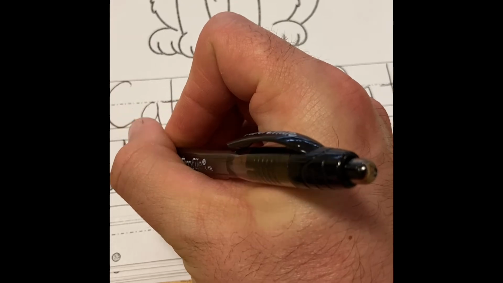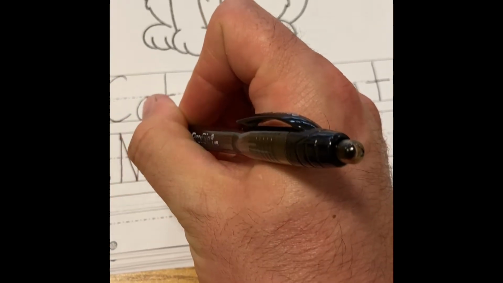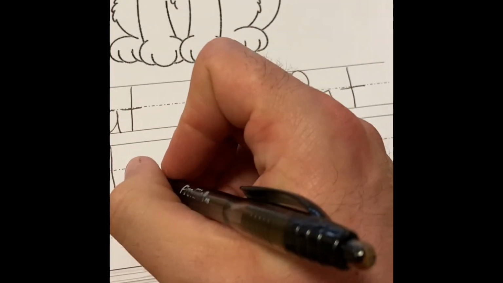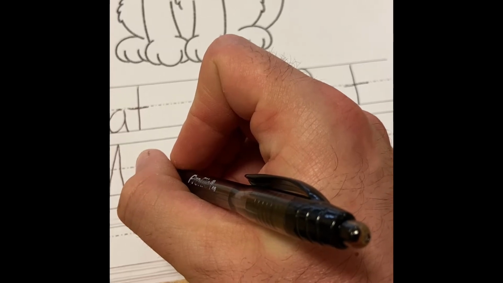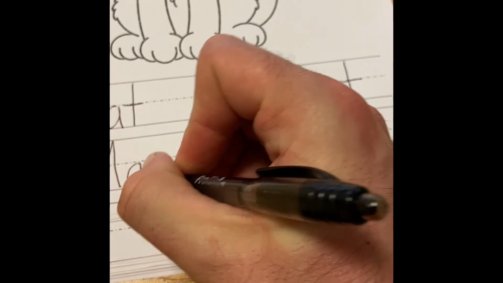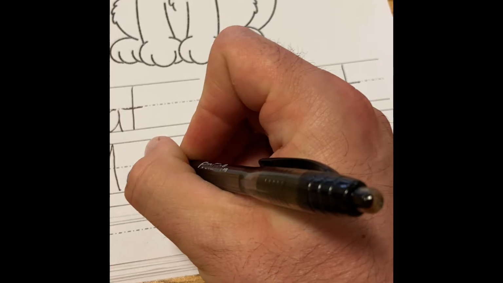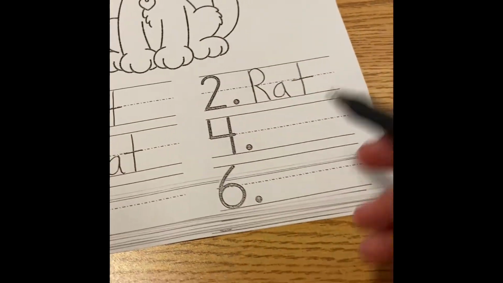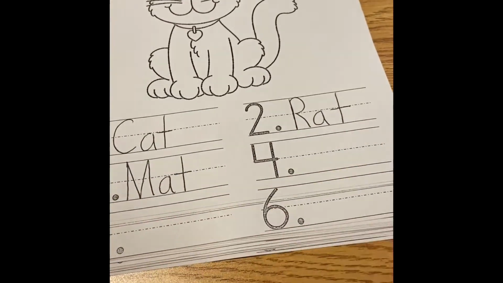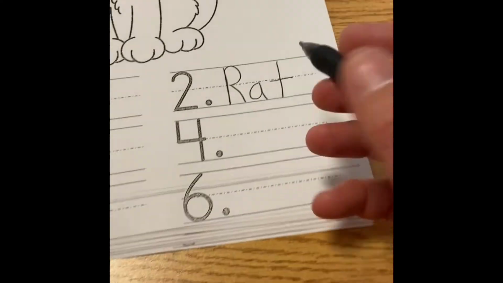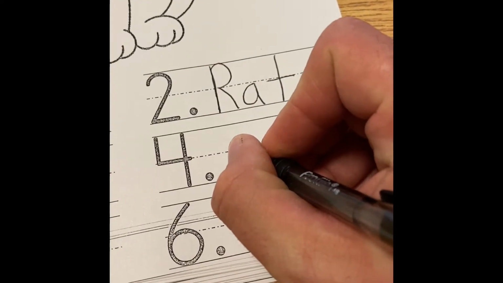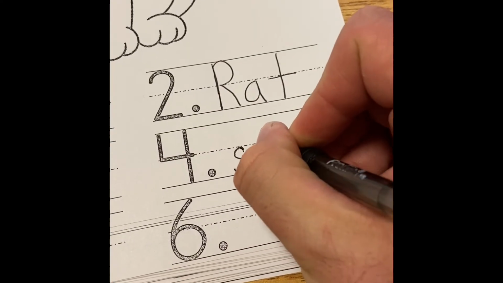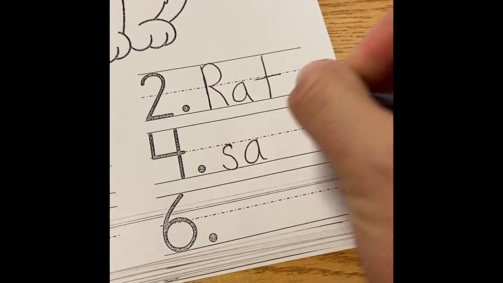Like I said, I'm just doing capitals, but I want you to work on making lowercase, okay? So I have mat, cat, rat, mat. Let's do a lowercase on this one. So sat, okay? S-A-T.